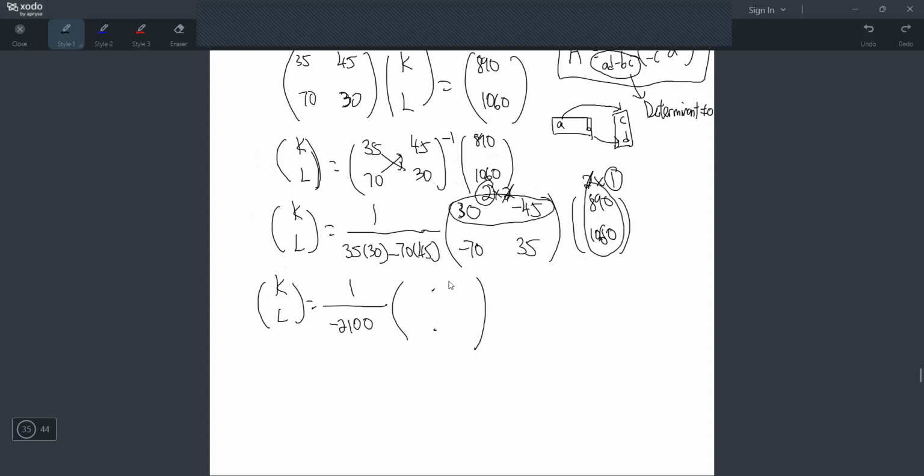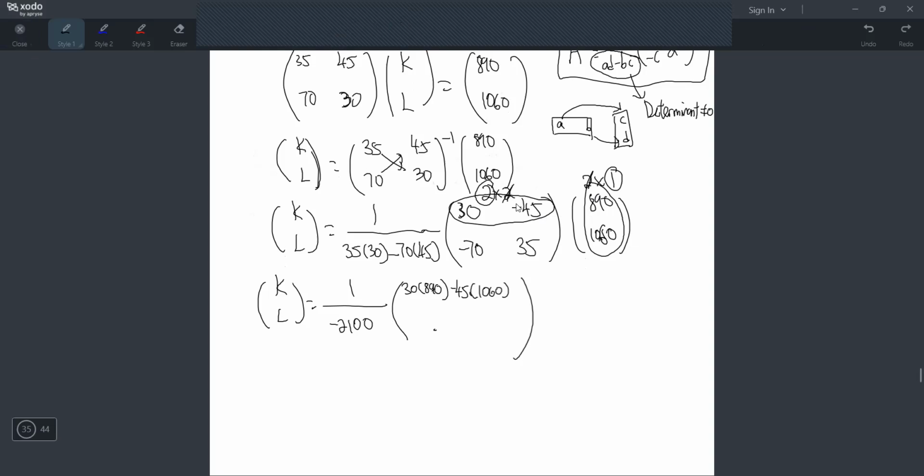And when I darab this, I will write atas here. Okay? So siapa darab siapa? 30 times 890. And then negative 45 can only times 1060. So remember this. This is the correct way to multiply matrix. Okay, let me write nicely. 1060 and then close bracket.